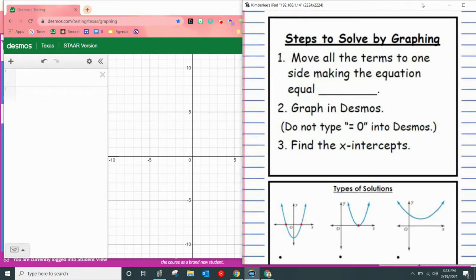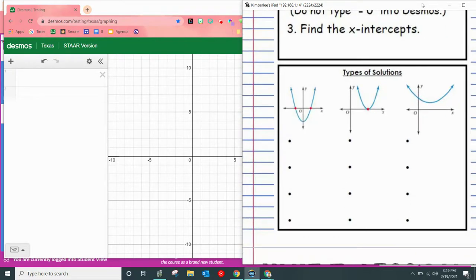To solve by graphing, here's what you do. You first need to move all the terms to one side of the equation. Your equation has to be set equal to 0. If it's not set equal to 0, it's not going to graph it correctly in Desmos. It won't graph it, okay? Then you're going to go over to Desmos and you're going to type in the equation. Remember, we're talking about quadratics, these things that have x squareds in them. But now when you type it into Desmos, you can't put the equal to 0 part. And I'm going to show you some examples. Then you find your x-intercepts, guys. Your x-intercepts are your solutions.